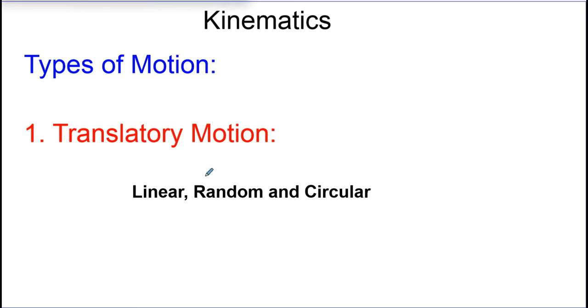Translatory motion is either linear, or random, or circular. All these three types of motions are translatory in nature. So the first type of motion is translatory, and translatory motion has three further types of motions which belong to it. One is linear, the other is random, and the third is circular. And let me show you an animation to explain these motions.